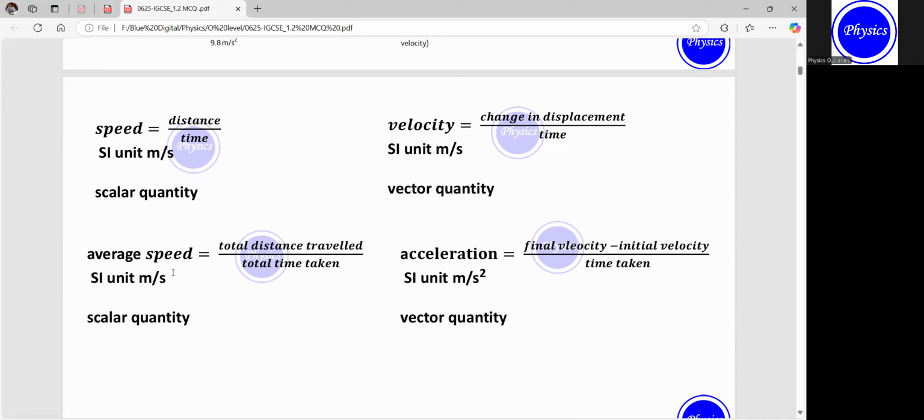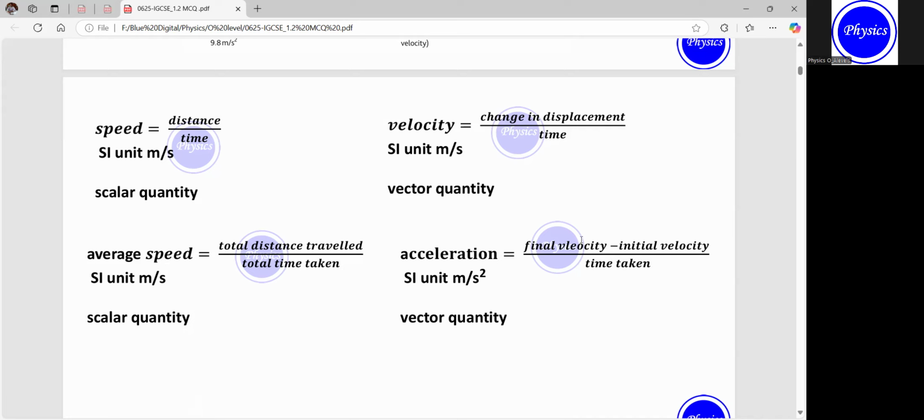Average speed. Average speed is the total distance traveled divided by the total time taken. Okay, and the SI unit is the same, meter per second. It is also a scalar quantity because it is speed. It's not velocity. Only magnitude is there, no direction.